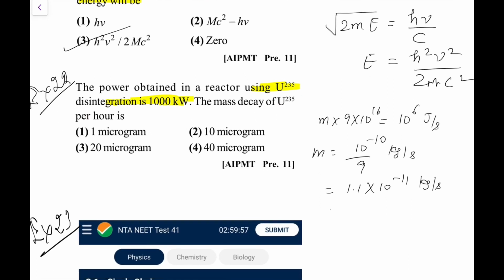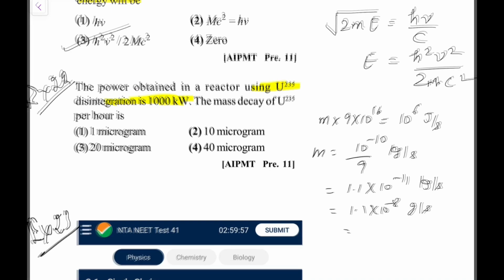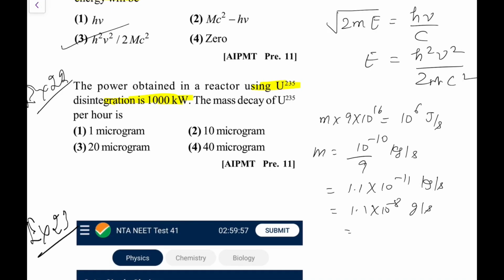So 10 to the power minus 11 kg, if I convert it into gram, will become 1.1 into 10 to the power minus 8 gram per second. But you need to find out per hour. So per hour will be into 3600, seconds become 1 hour, so the seconds will go out. This would be 360, almost 400, you can say 400 into 10 to the power minus 7 gram per hour. So it would be 40 microgram per hour, you can go for it. So this would be the answer.